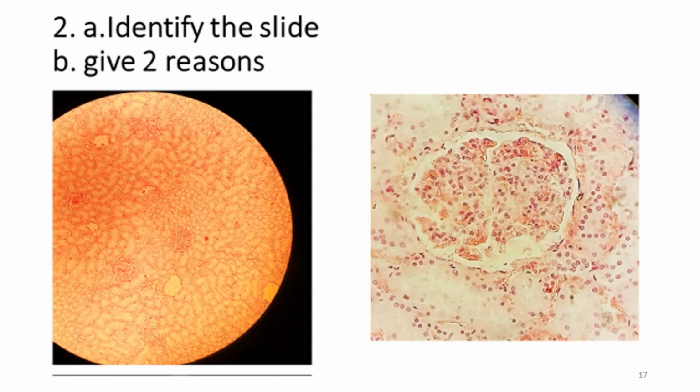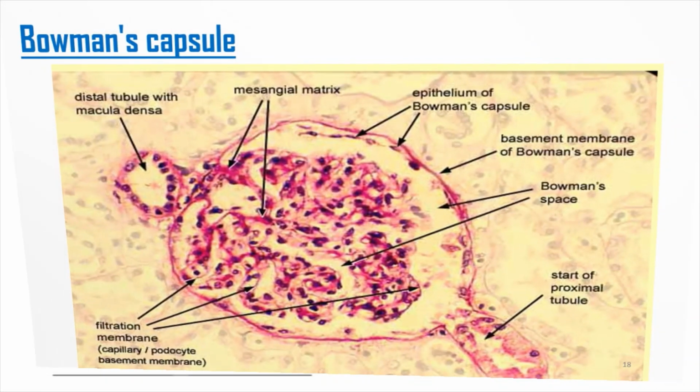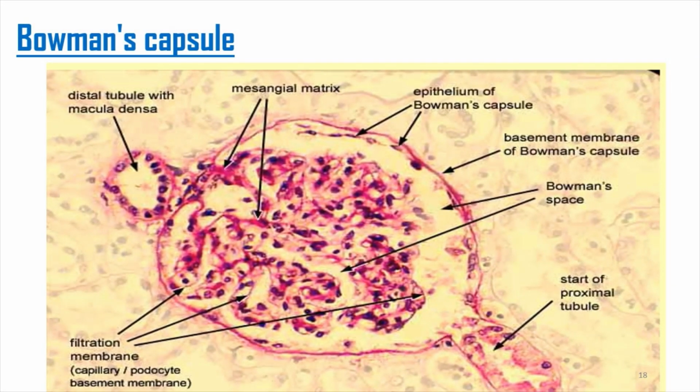And at high power, you see this is the high power. This is the Bowman's capsule. So this is simple squamous epithelium. Draw and label. Okay, so this is a clear diagram here. So this is the Bowman's capsule. What you see here, this lining here, these are simple squamous, the basement membrane, the epithelia of the Bowman's capsule. This is made up of simple squamous epithelia. So draw this and label this at high power.